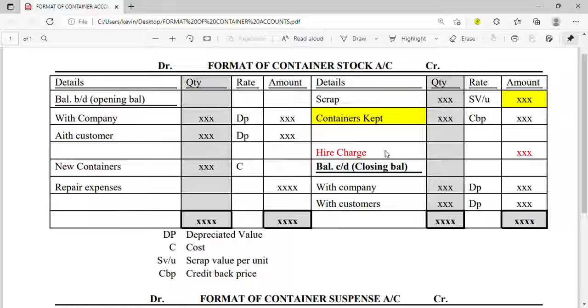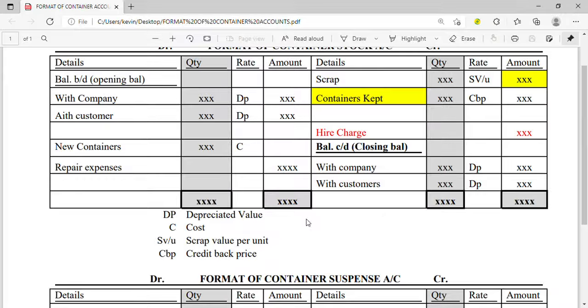Then the hire charge. The hire charge, we said in order for us to get the hire charge, we get the charge out price minus the credit back price, times the number of containers sent to customers. Then closing balances. Closing balances with the company and then with customers. Quantity then times the depreciable value in order for us to get the amount.